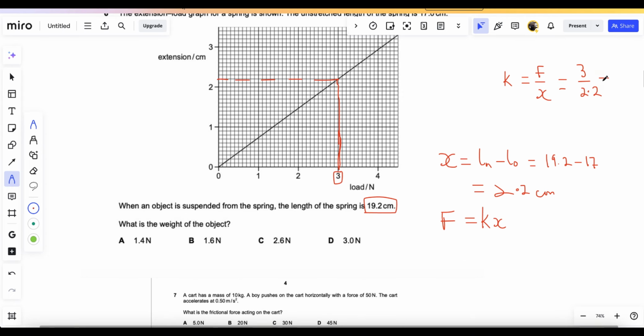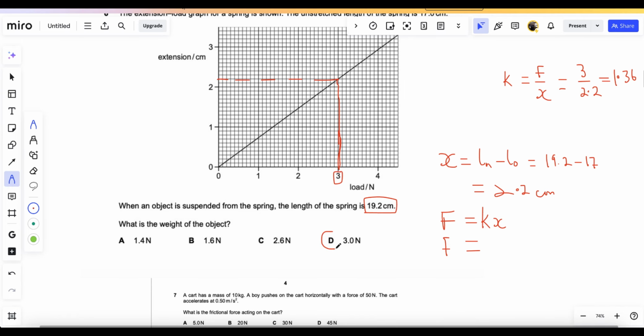So our spring constant is 1.36. Now, what is the weight? Obviously the weight is 3. From the graph we can just tell the answer. We don't even need to solve. Just take your extension, trace it to the graph, and you get the weight. The weight is 3 newtons.